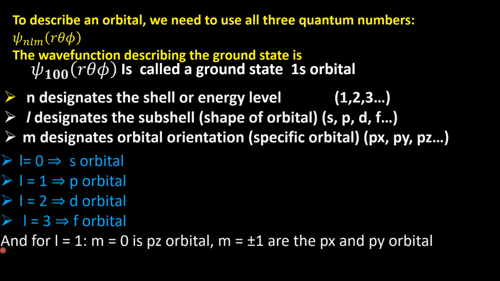In the same way, for L equal to 0, we have the s orbital, but when L is equal to 1, the magnetic quantum number can have the value 0 or plus minus 1. So for L equal to 1, when M is equal to 0, it will be the pz orbital. When M is equal to plus minus 1, it will be the px or py orbital. It can be any of the px or py orbitals.